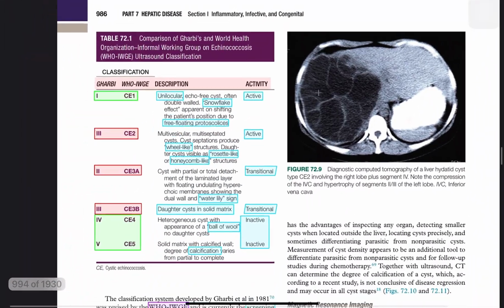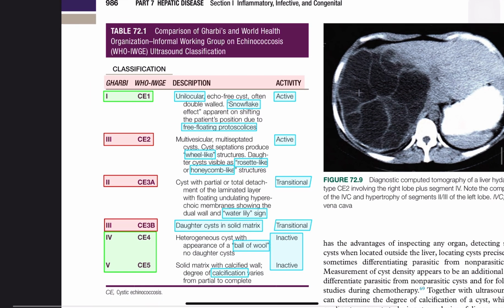Okay, so this table is very important. It compares the Gharbi and WHO classification. This is based on active, transitional and inactive. So Gharbi 1 is CE1, with snowflake appearance. Okay, free floating protoscolices. Okay, so Gharbi 3 is WHO cystic echinococcus 2. Okay, in 2 you will see cartwheel, rosette like or honeycomb. All are the same: wheel like, rosette like, honeycomb like.